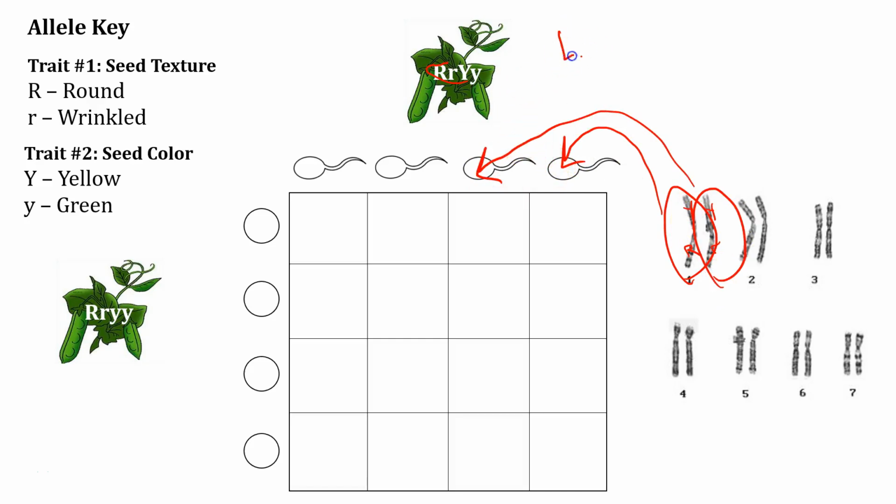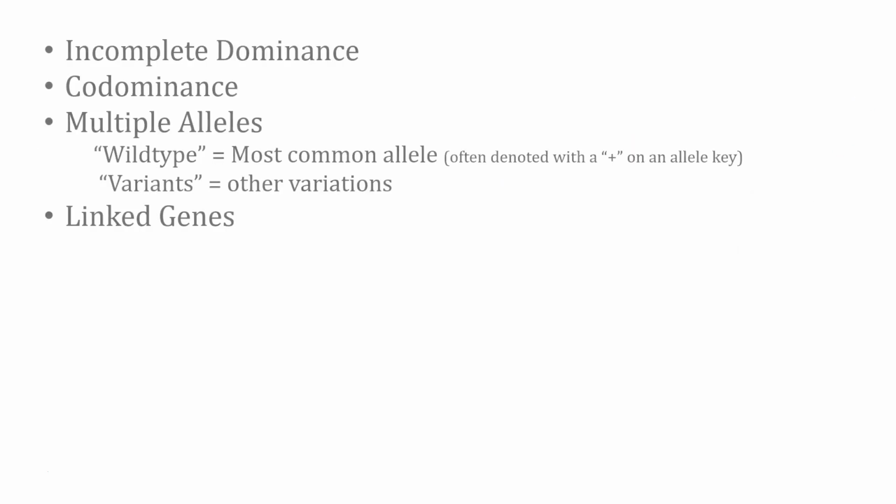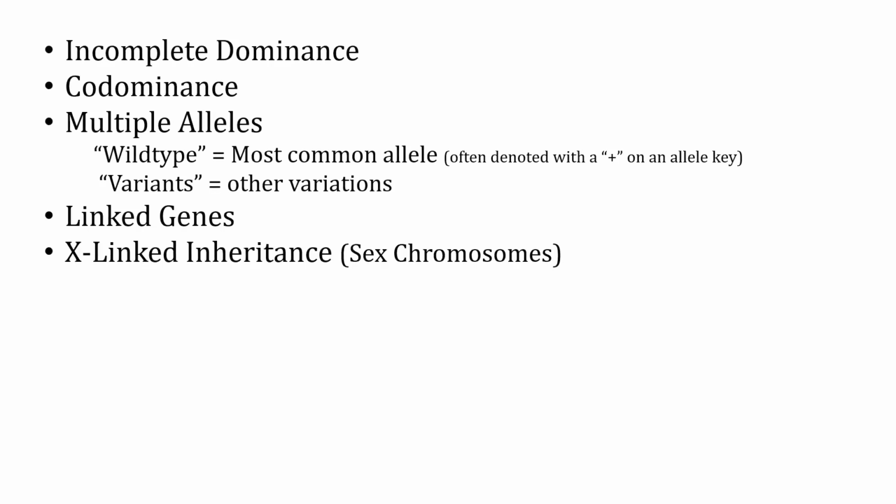So the big idea is that linked genes, we would say, first and foremost, are multiple traits on the same chromosome. And because of that fact, they don't assort independently, that they are inherited together, if that makes sense. Okay. All right, so that is another thing that can happen, linked genes. And then the last one here, the X-linked inheritance pattern.